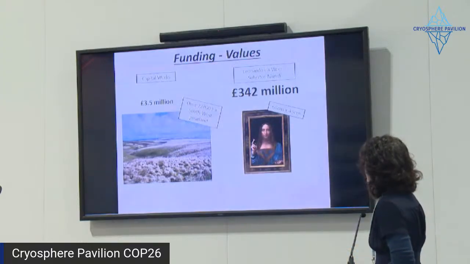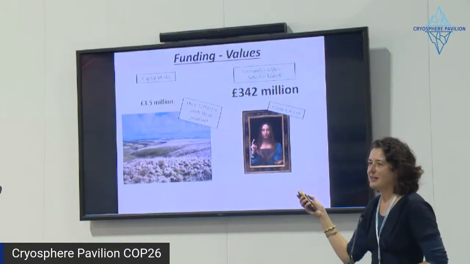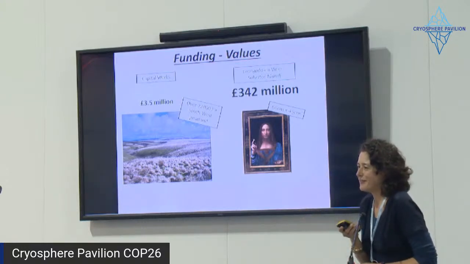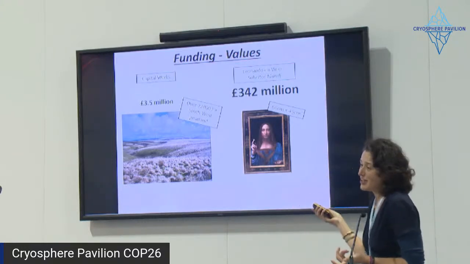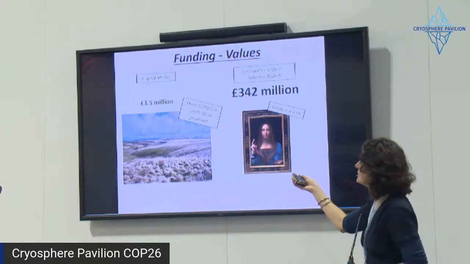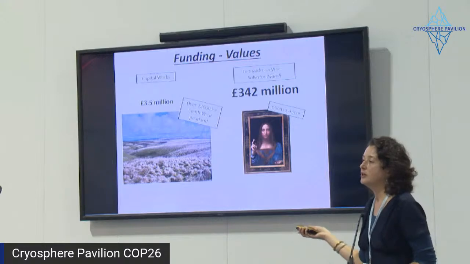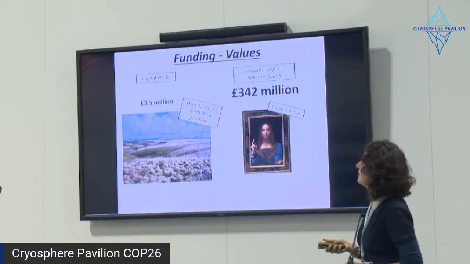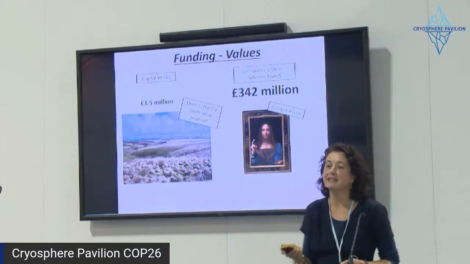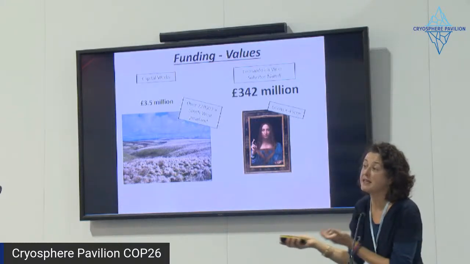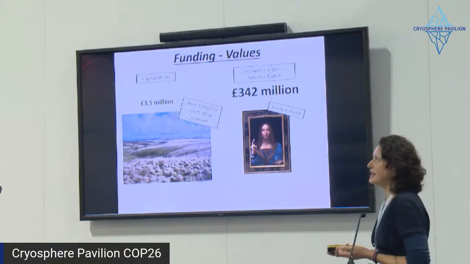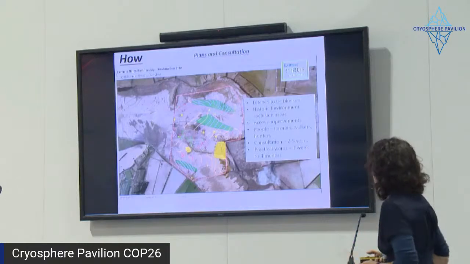The funding up to now has been 3.5 million. I'm sure that's very small compared to the funding available in Scotland, but the area is also a lot smaller. But just to put it into context, I like this slide: how much do we value nature? We are able to pay 342 million for a piece of art, and we think 3.5 million is expensive to restore our peatlands. Maybe we need to think about our values and where are our priorities.